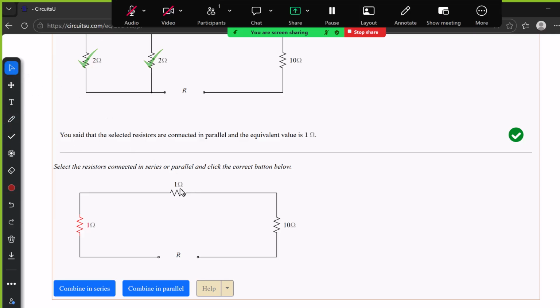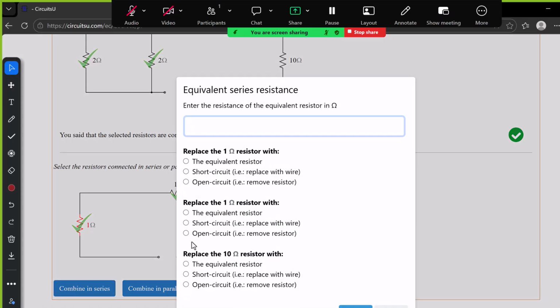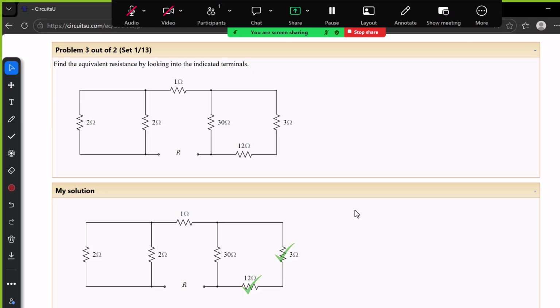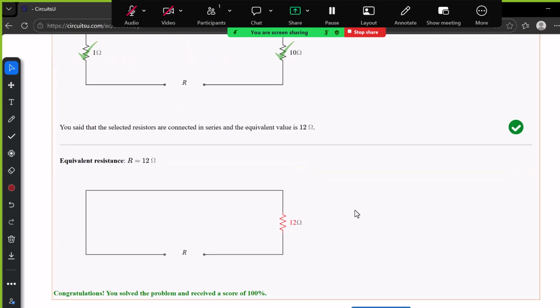Now we're going to select these three and combine them in series. We need to get rid of the other two resistors by replacing them with wires because they are in series. So we will just use, let's say, the short circuit for the ones and the 10 for the equivalent resistor, which is 12. And then I will submit the answer. And voila, here's our final resistance, which is 12 ohms.